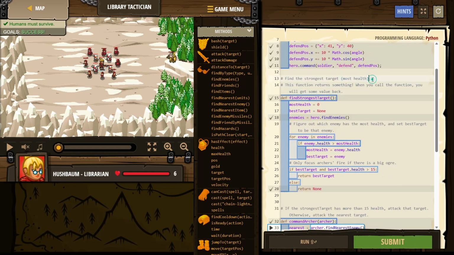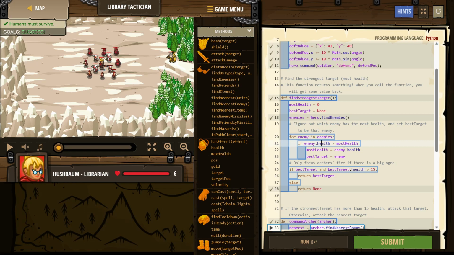So, find the strongest target. What we do is we loop through. We have most health equals 0 and best target equals none. The reason that this is 0 and none is because the health is supposed to be an integer, so we have to use 0, and the best target is going to be an enemy, so that's why we put none. So we loop through the enemies. The good thing about this is that if enemy health is greater than most health... So how does this even work? Like, all enemies' healths are greater than most health.